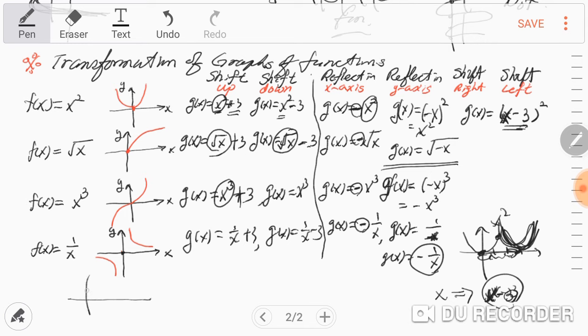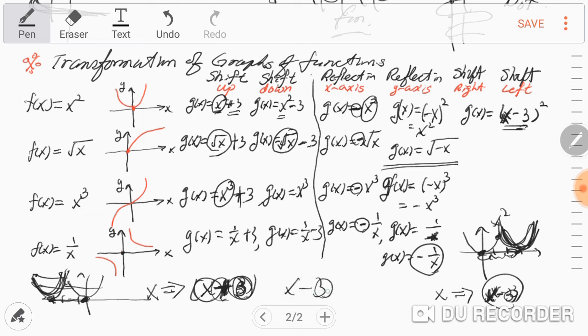Let me draw it over here. This graph, 3 units to the left. Then this point moves to the left 3 units, and all the points move 3 units to the left. Then the function is, replace the variable x with x plus 3. So if x is added 3 units, then this means the graph is shifted 3 units to the left. So plus 3 means move to the left. X minus 3 means move to the right.